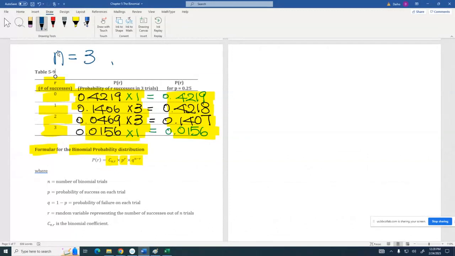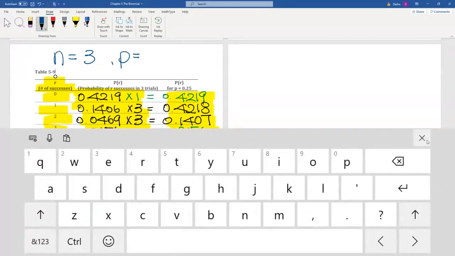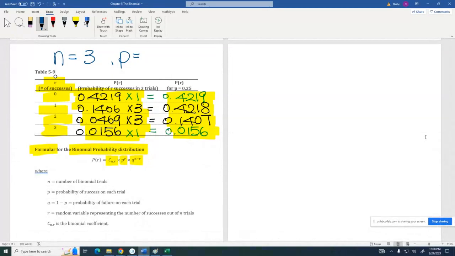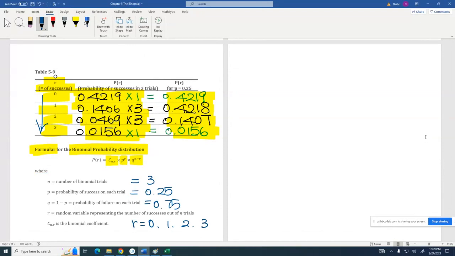3 questions. What was the probability of success? It's equal to 0.25. And how much was the q? 0.75. And how many possible numbers of successes? 0, 1, 2, or 3. So now on the right hand side, I just copied the formula. The probability of r is C(n, r), p to the r, and q to the n minus r.